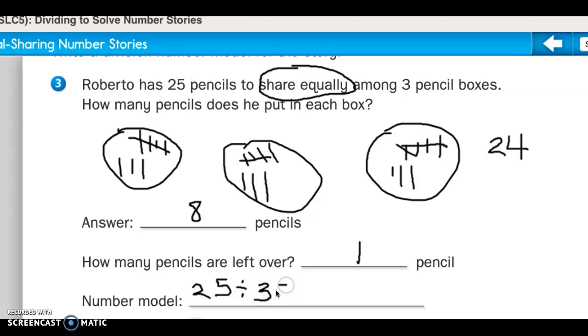equals 8 with a remainder of 1, because we can't get the rest of it in there equally. We can get 8 in there equally, but then we have 24, and it takes one more to get to 25, so that means we have 1 left over pencil. That is how you do this. Now I'd like you to go to home link and do this on your own.